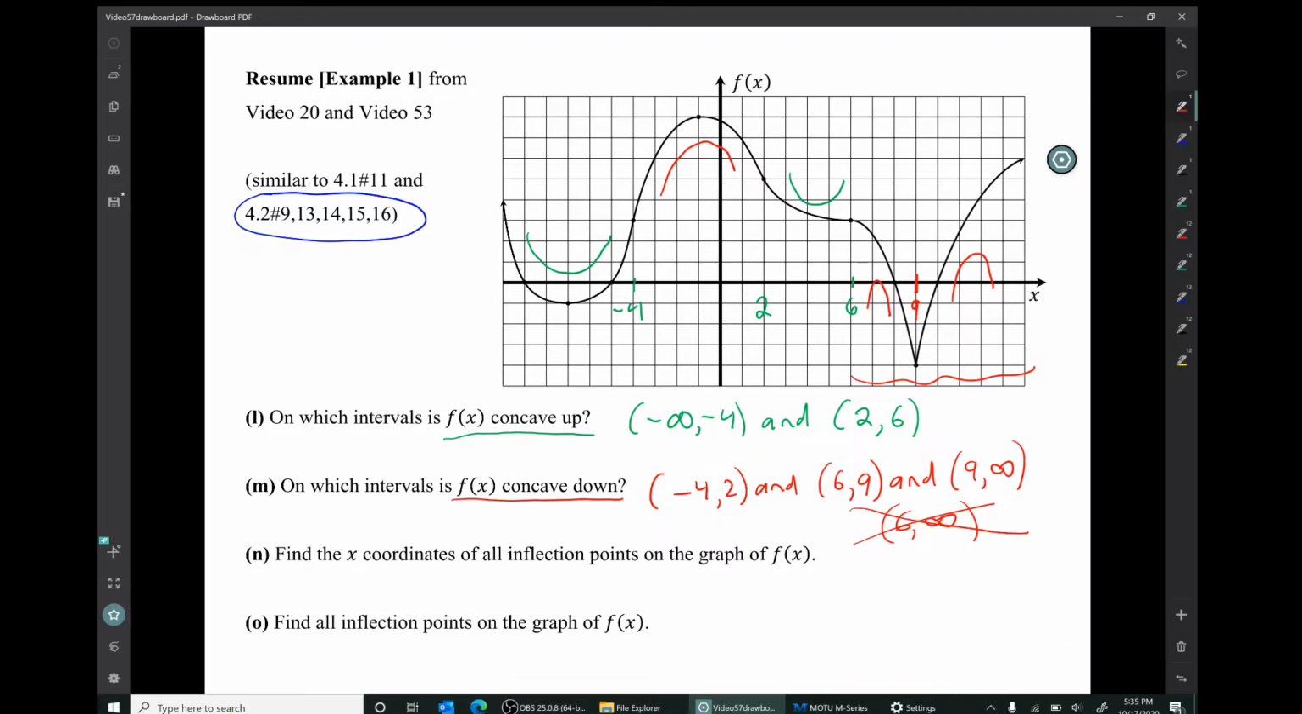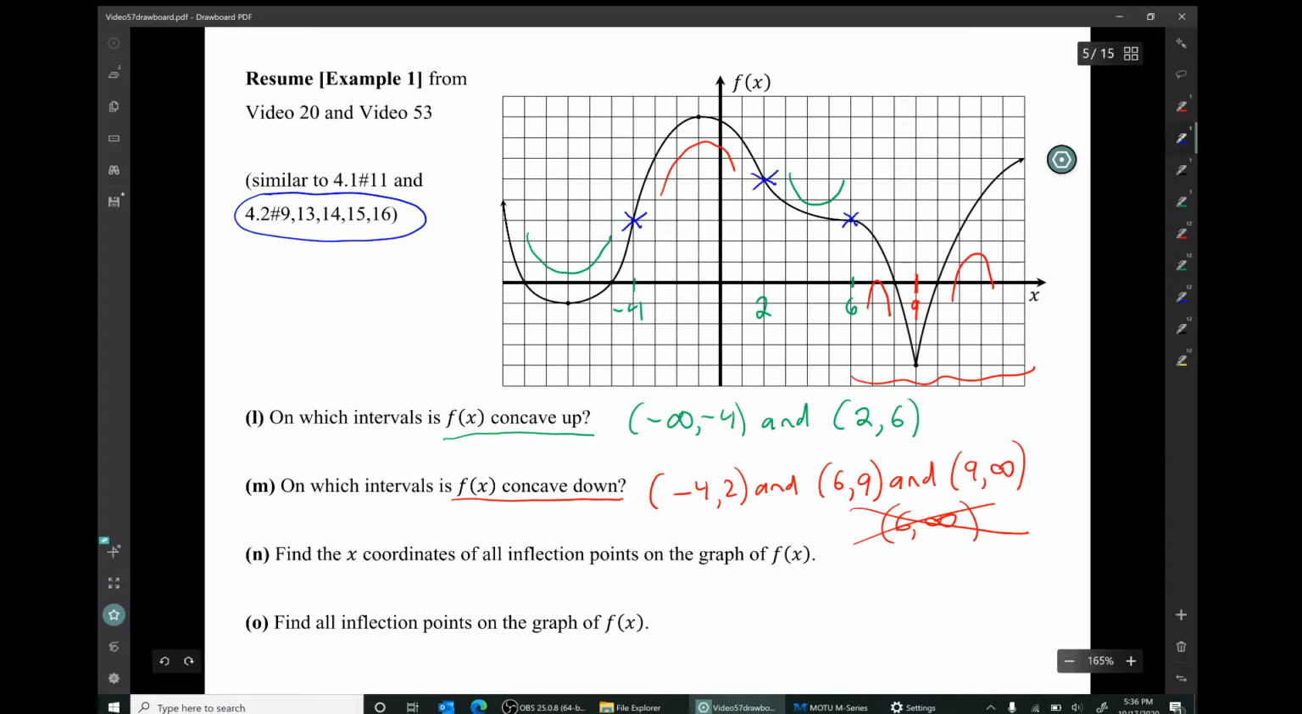The reason is there's no tangent line at x equals 9. So I cannot say that for all x values in this interval, there's a tangent line and the graph of f stays above that tangent line. There's no tangent line at x equals 9. So I've got to break my answer up into these two smaller intervals. Question N. Find the x-coordinates of all inflection points. Well, I'm going to illustrate those by drawing a blue X.